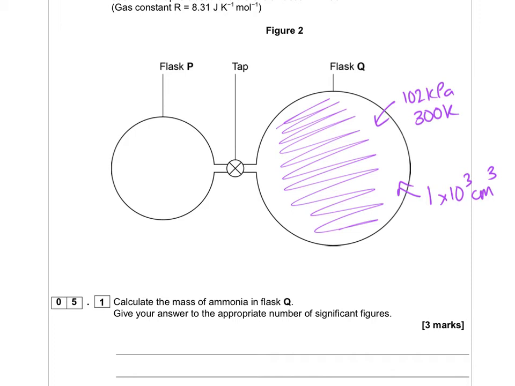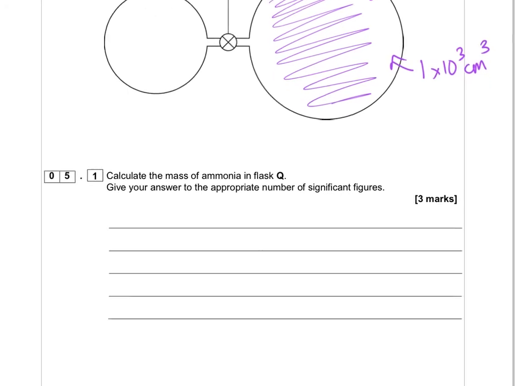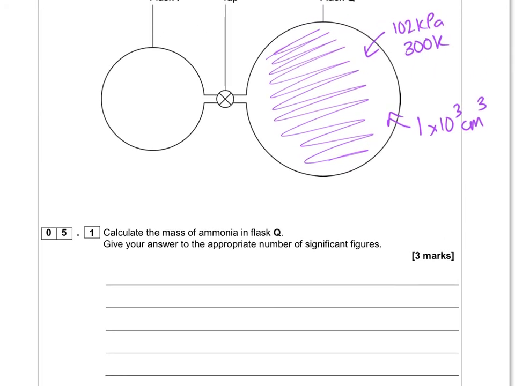So we need to calculate the mass of ammonia in flask Q. Okay, well, to do that, we're going to have to work out the moles. So we're going to have to use the ideal gas equation. So the ideal gas equation is PV equals nRT, and we need to rearrange it to get n equals PV over RT.